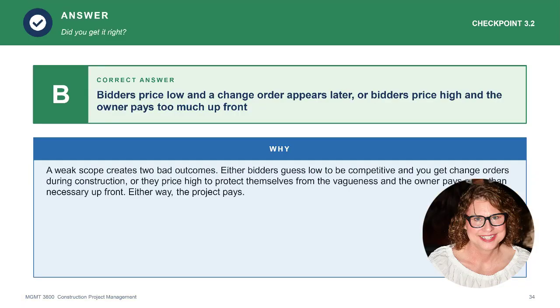Bidders price low and a change order appears later, or bidders price high and the owner pays too much upfront. A weak scope creates two bad outcomes. Either bidders guess low to be competitive and you get change orders during construction, or they price high to protect themselves from the vagueness and the owner pays more than necessary. Either way, the project pays. The scope writer's job is to make sure the project does not pay for vagueness.